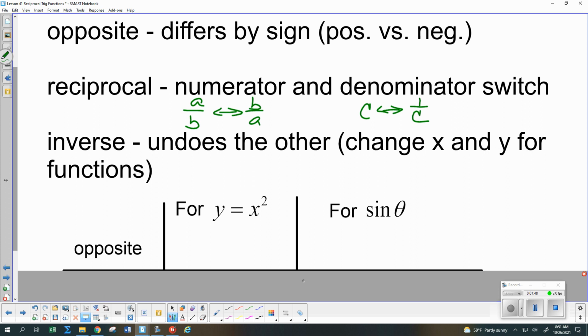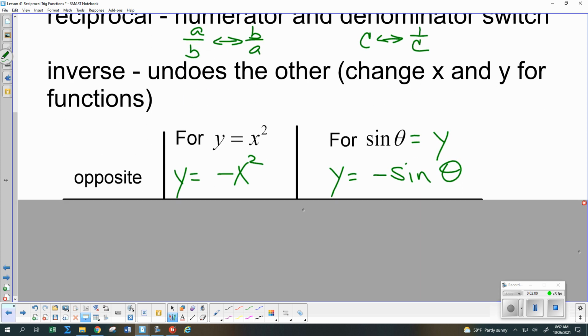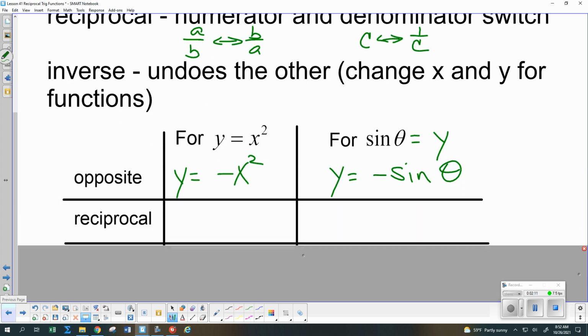So just if we wanted to do a quick example to review each of these, if I wanted to take the opposite, I just put a minus sign in front of that. If I had the sine function and I wanted the opposite of that, I just put a minus sign in front of it. If it was negative, it's now positive. If it was positive, it's now negative. What we will be talking about today will be the reciprocal trig functions.